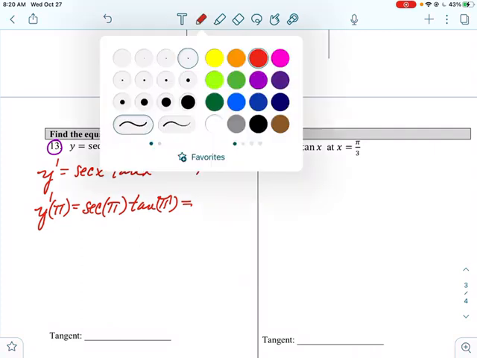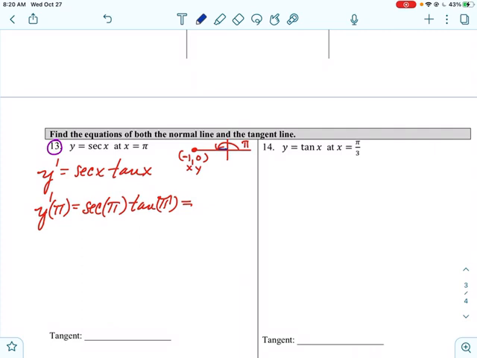Here's your terminal side, and here's your initial side. You're talking about a 180-degree angle, so the r is 1 on the unit circle. So it's going to be 1 over -1, which is still negative 1, times the tangent of pi, which is y over x, which is 0. So our answer is 0 for the slope.